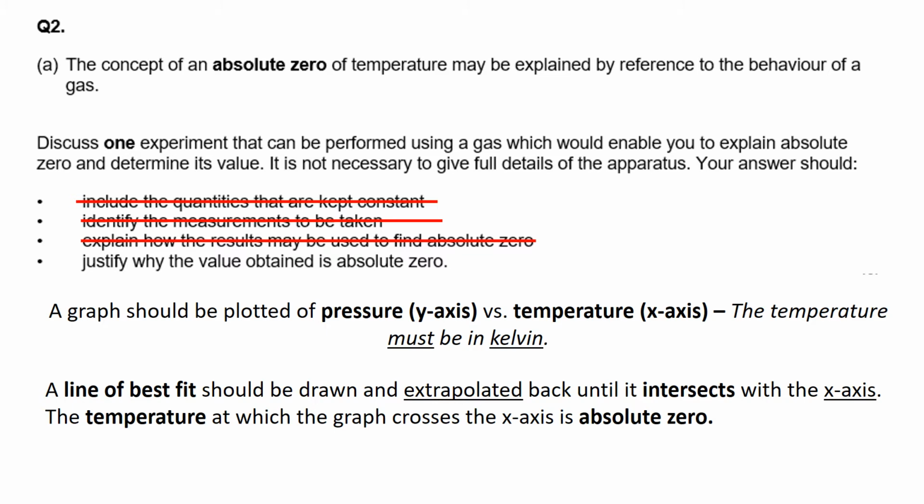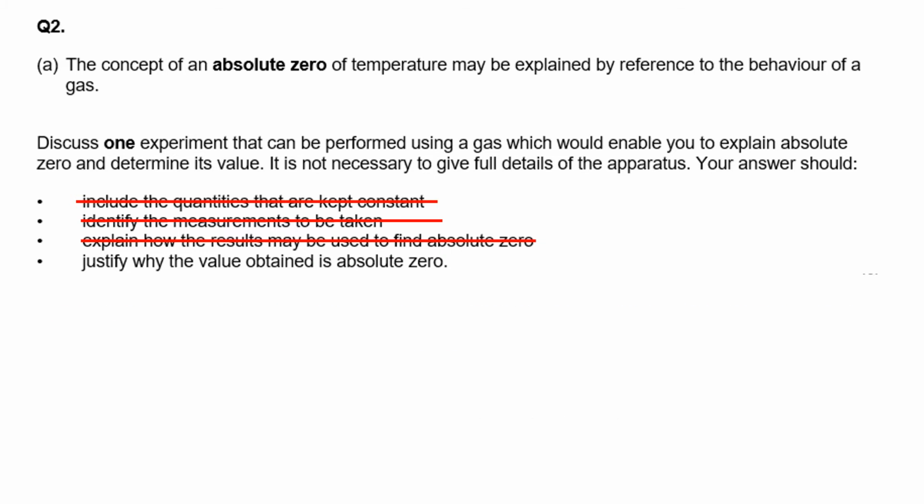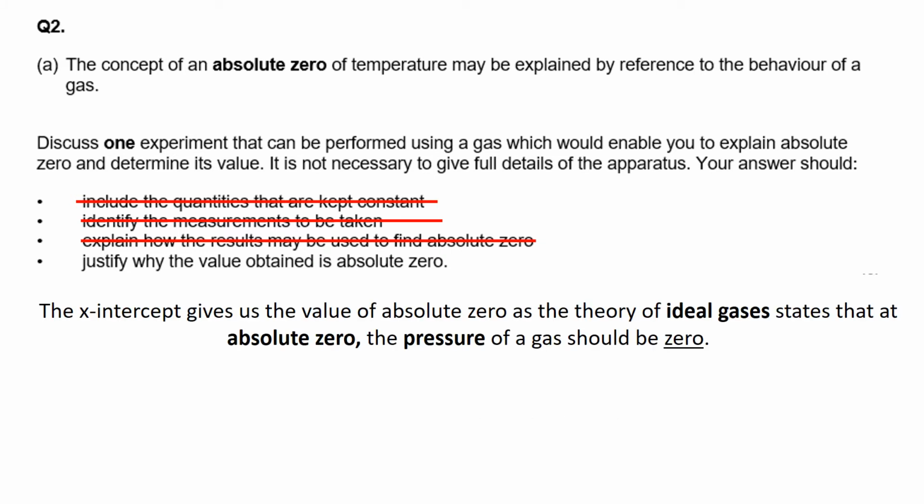And in terms of justifying why the value obtained is absolute zero, using our theory of ideal gases, when the particles have minimum possible energy, they're going to have the minimum possible pressure, which is zero. You won't be able to have negative pressure. So therefore, when the pressure is zero, that will be the minimum possible energy of our particles, and therefore that will be the minimum temperature, or absolute zero. And we finished off explaining how we can do this.